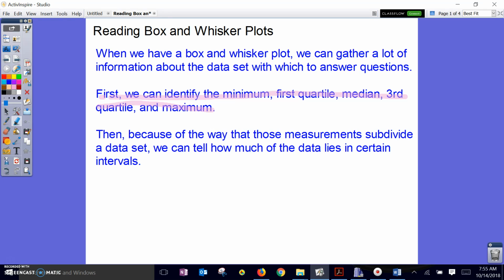25% of the data falls between the minimum and the first quartile, and 25% of the data falls between the first quartile and the median, and 25% of the data between the median and the third quartile, and 25% of the data between the third quartile and the maximum. So we can use that to help us answer questions when we're looking at box and whisker plots.